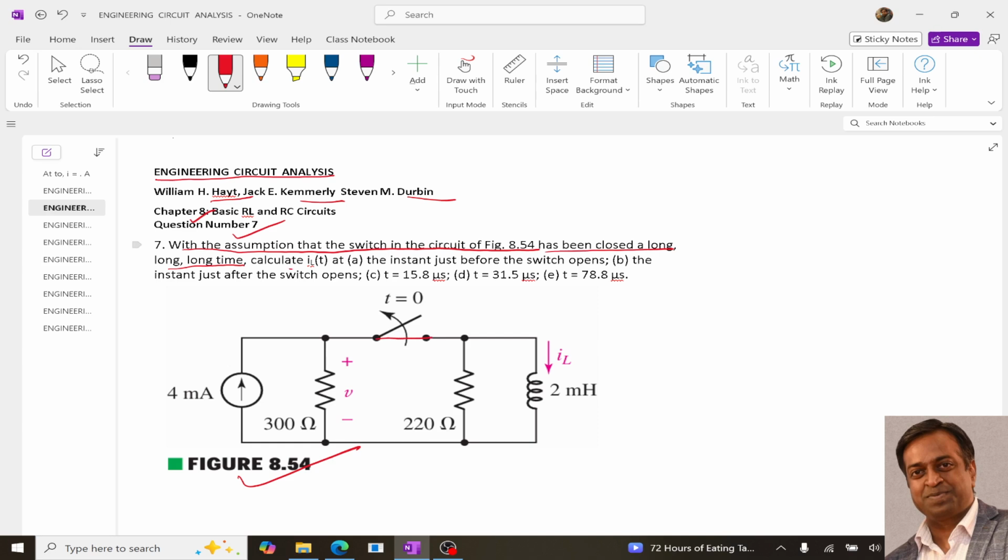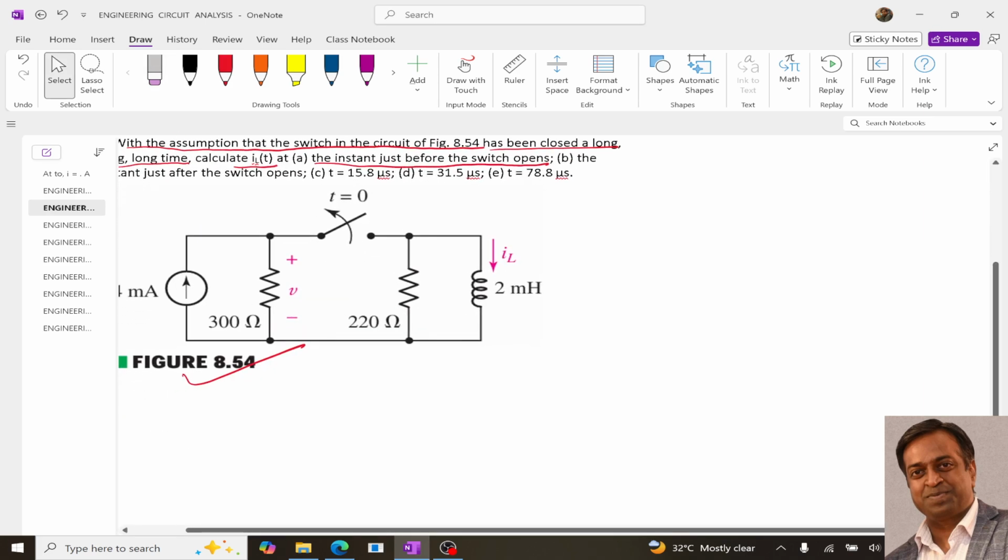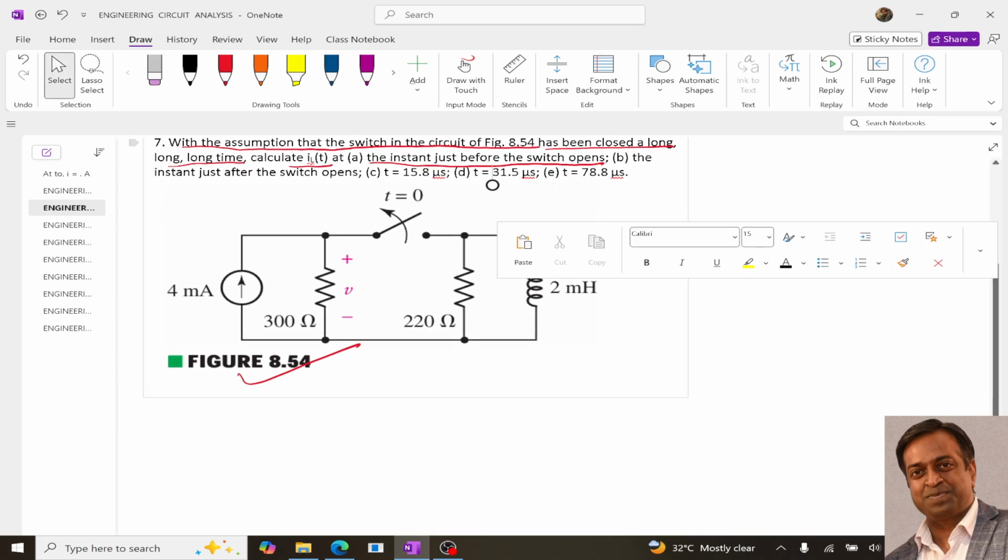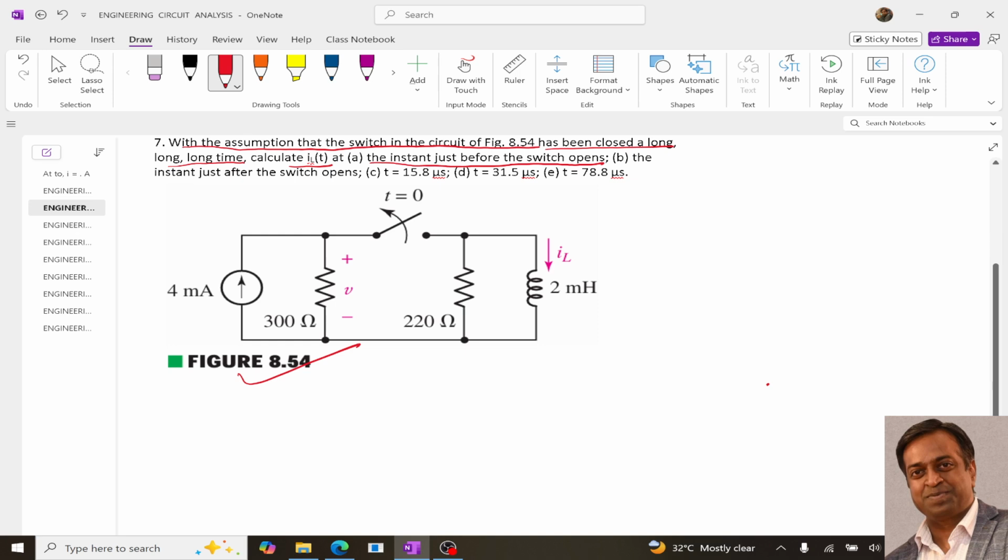So we need to calculate IL at the instant just before the switch opens. We need to determine that if this switch is closed like this, then what is the value of IL, meaning what is the value of IL before opening this switch? To determine this, we will redraw this circuit with the position of the switch as closed.